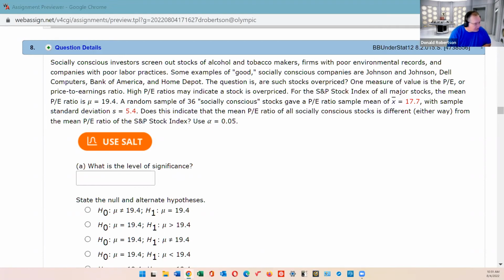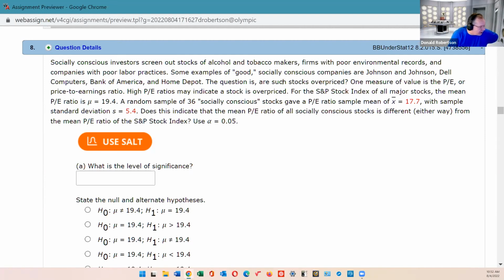Or they have poor labour practices like, I can't remember who it is. Who's the guy that makes shoes and they're almost always made in China with slave labour? Is that Nike? All of them. All of them, right? So they wouldn't invest in them, allegedly. Although, who knows? Now, some examples of good socially conscious companies are Johnson & Johnson, Dell Computers, Bank of America, and Home Depot. I wonder how much money he got for mentioning those, right? Product placement.